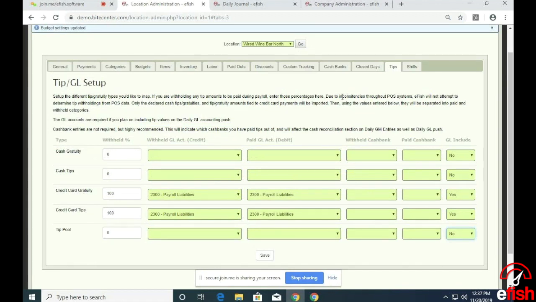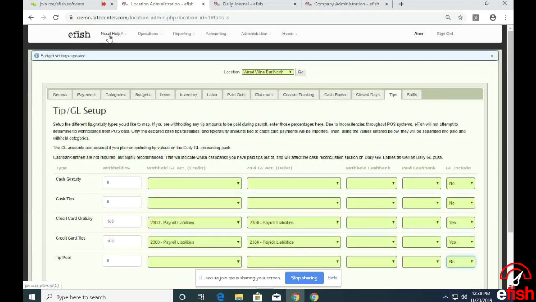That wraps up routing and allocating tips as it's pushed into your accounting system and accounted for payroll. Any questions? You can always go to the support, need help area, support, administration to see the written description of this as well as listen to this video as well.